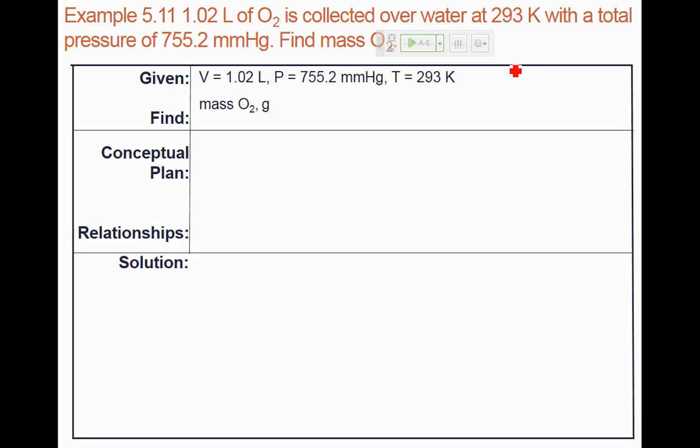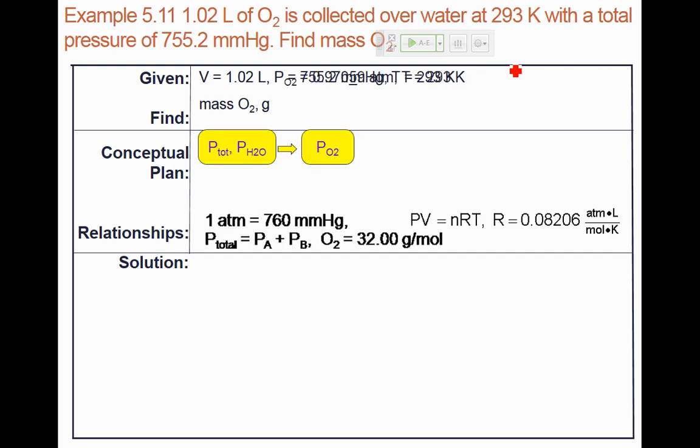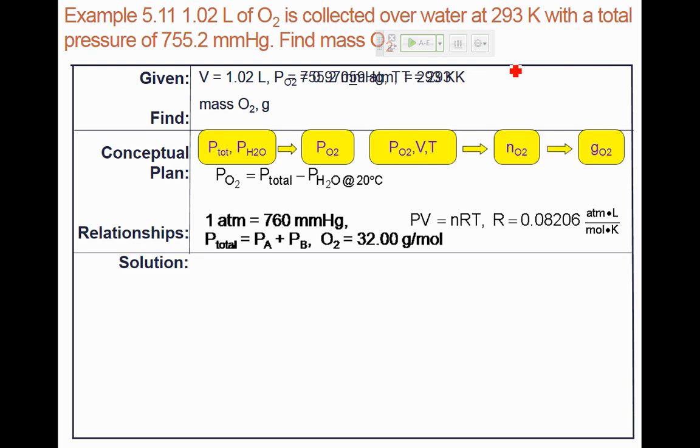So we know our volume, we know our pressure, we know our temperature, and we now know our partial pressure of water. So what we can do is figure out our pressure of O2. We know our pressure of H2O, we know our total pressure, we can figure out our pressure of O2. Once we have our pressure of O2, we can use PV equals nRT, because we have our partial pressure of oxygen, to figure out our moles of oxygen. Once we have our moles, we can just use our molar mass to calculate our grams.